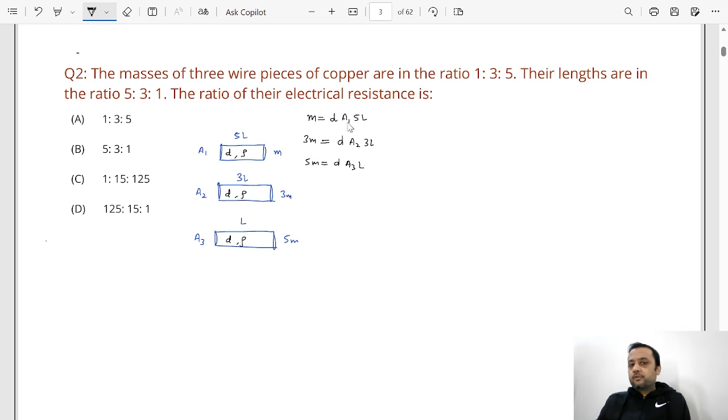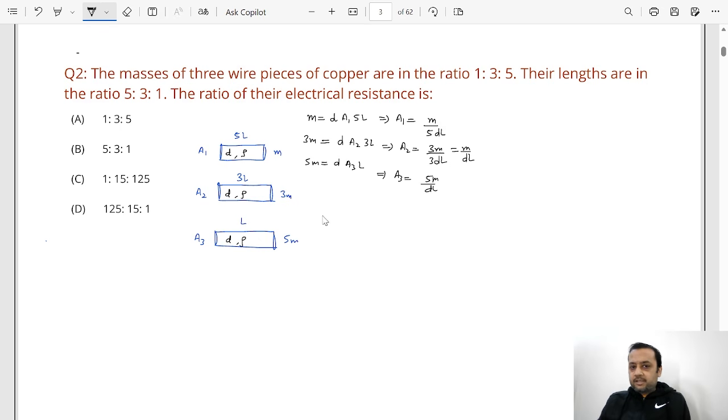Correct. So if you check out from the first relation, the value of A1 comes out to be m by 5dL. Okay, m by 5dL. Similarly, from the second relation, we get A2 as 3m by 3dL. So this will become m by dL. Okay, and for the third, we get A3 as 5m by dL. Okay, so if you see, in all the A1, A2, A3, m by dL is present.